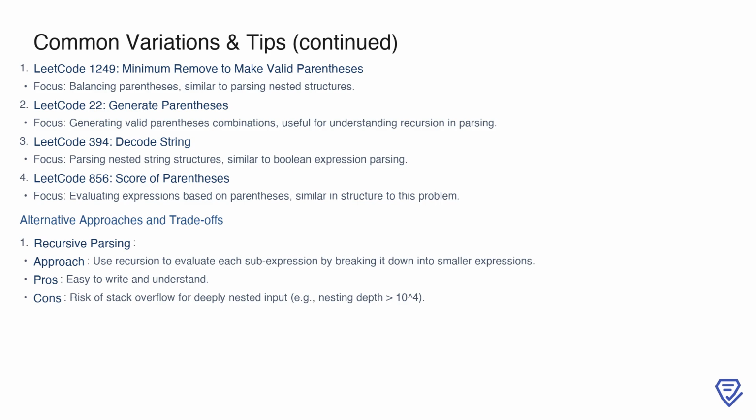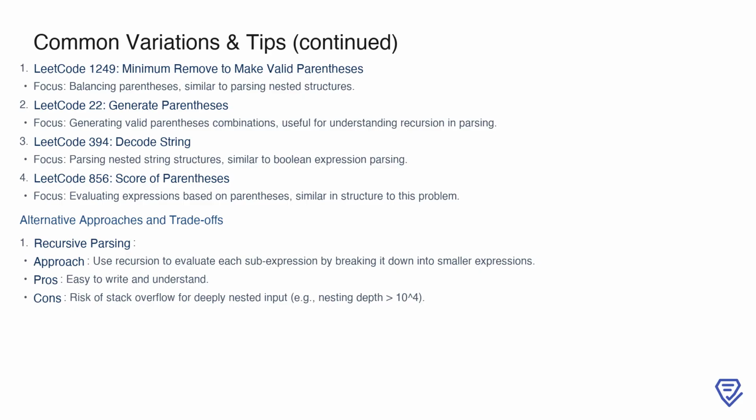For instance, LeetCode 1249, Minimum Remove to Make Valid Parentheses, focuses on balancing parentheses, which is closely related to parsing nested structures. LeetCode 22, Generate Parentheses, involves creating valid parentheses combinations and provides insight into how recursion can be used effectively in parsing problems. Another example is LeetCode 394, Decode String, which deals with parsing nested string structures, much like Boolean expression parsing. Finally, LeetCode 856, Score of Parentheses, involves evaluating expressions based on parentheses, which shares structural similarities with this problem.